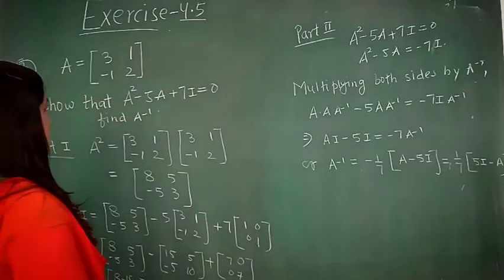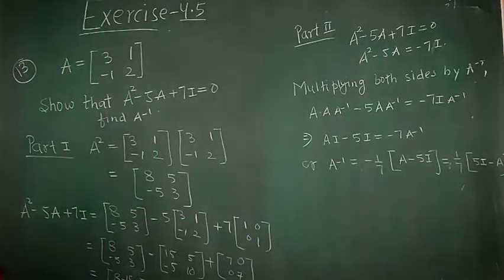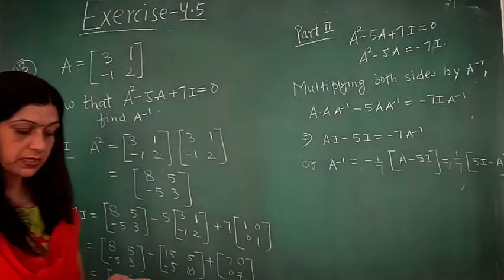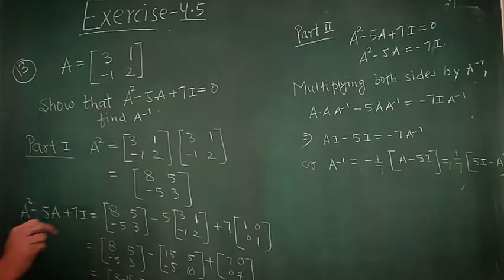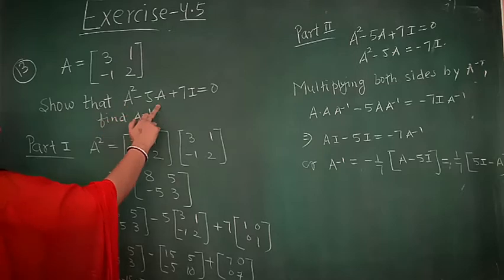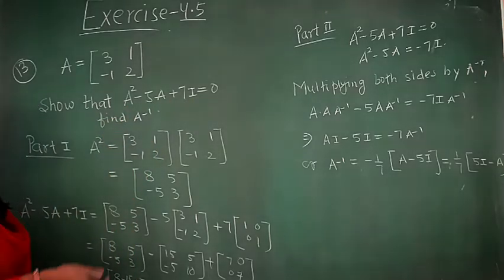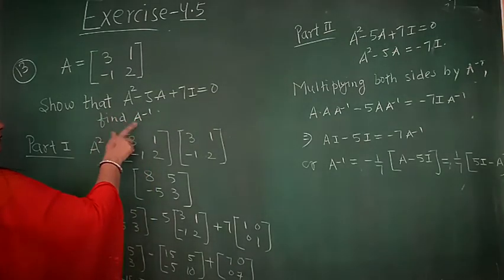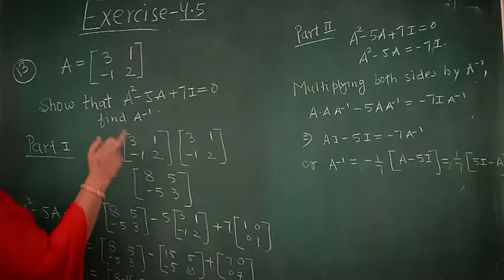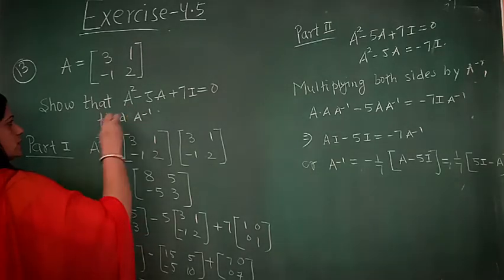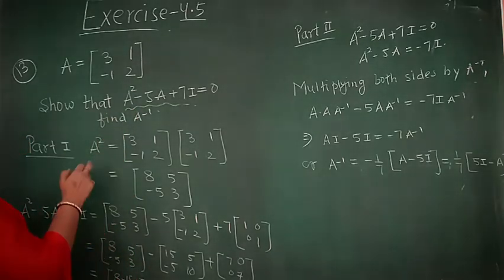Okay, now let us come to the next question, that is question number 13. Question number 13 is: you are given a matrix A and you have to show that A square minus 5A plus 7I is equal to 0, and finally, using this equation only, you have to find the value of A inverse.